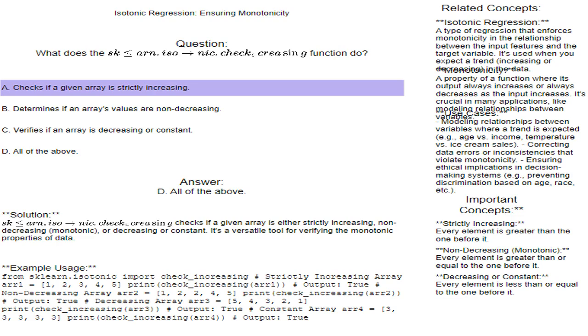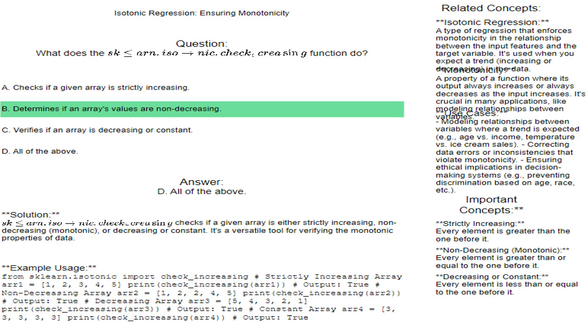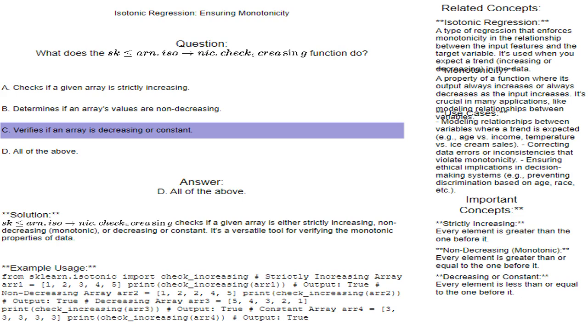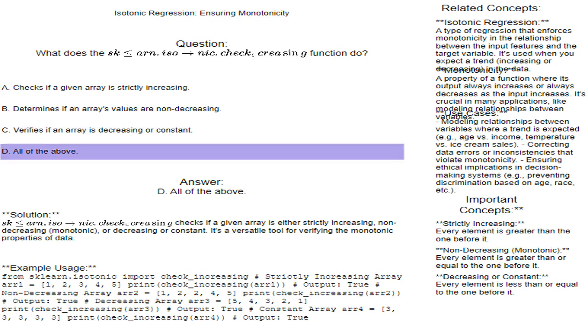What does the sklearn.isotonic.check_increasing function do? A. Checks if a given array is strictly increasing. B. Determines if an array's values are non-decreasing. C. Verifies if an array is decreasing or constant. D. All of the above.